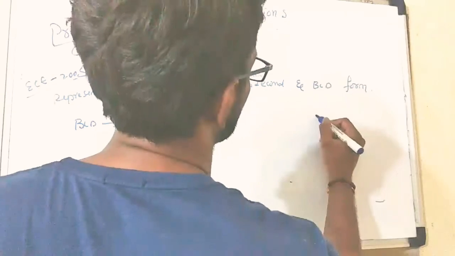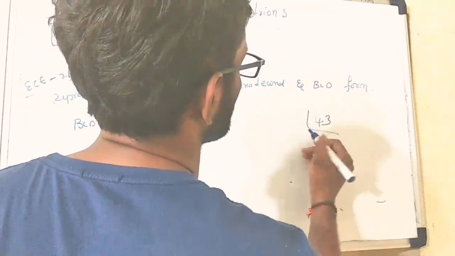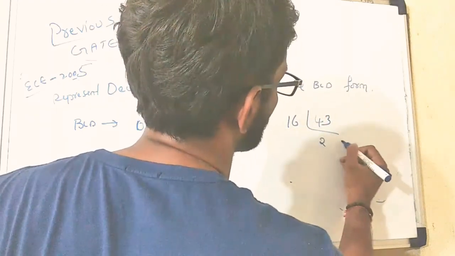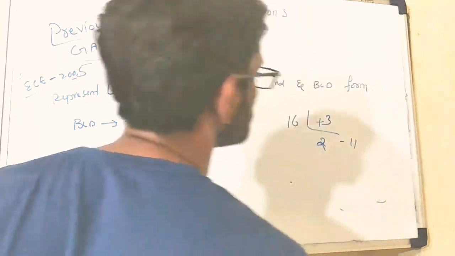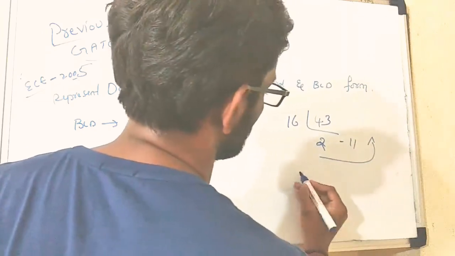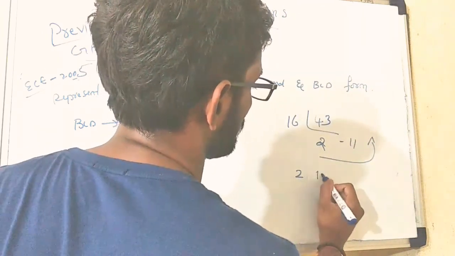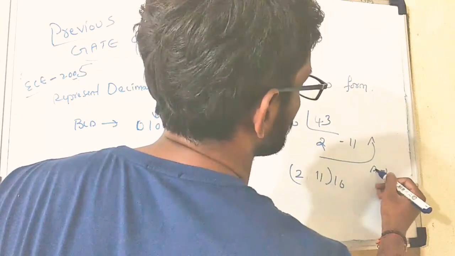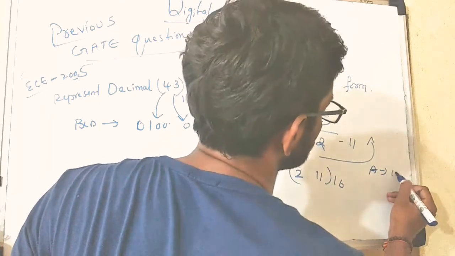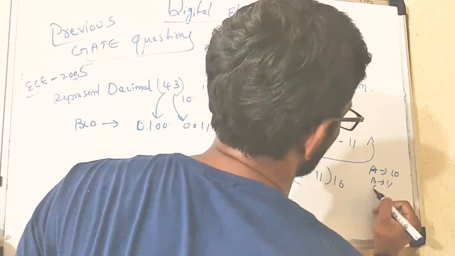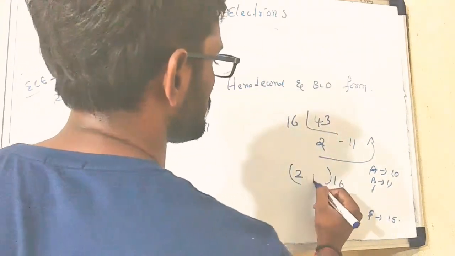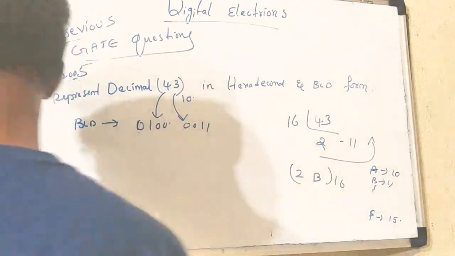Now in hexadecimal, this is 43. Hexadecimal means base 16, so divide by 16. 16 times 2 is 32, and the remainder will be 11. So the hexadecimal equivalent value is 2 and 11. We know that up to 9 we have the integer values. From 10, these are assigned to alphabets: A is 10, B is 11, and so on. Last, F is 15. Here 11 indicates B. So this is 2B. Let's see another question.